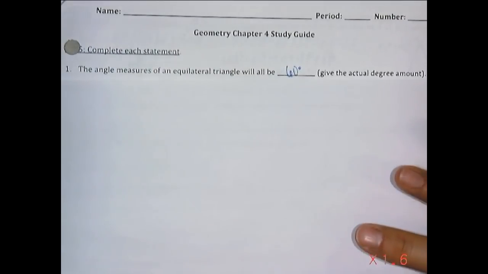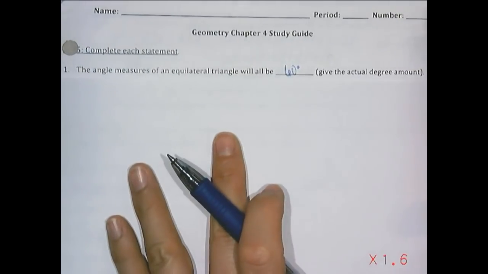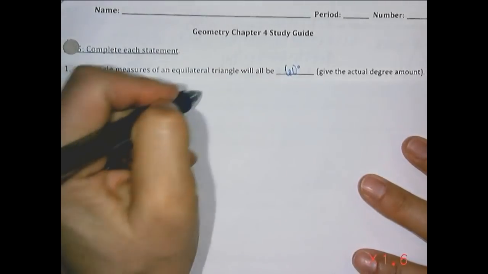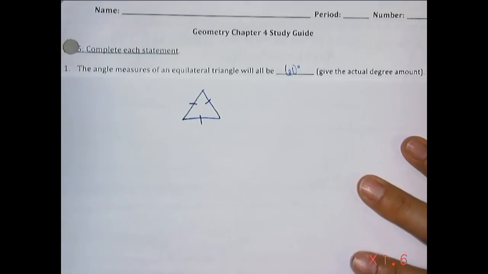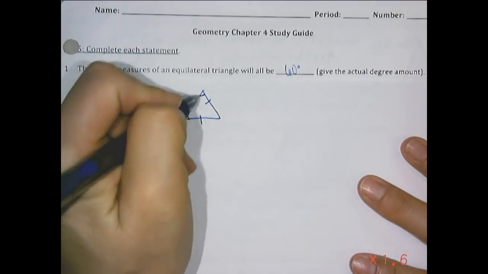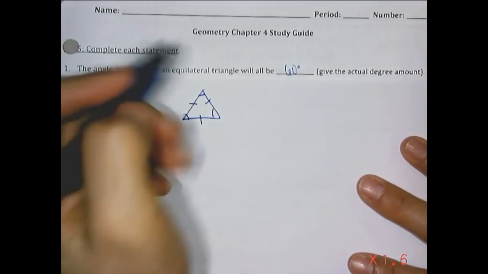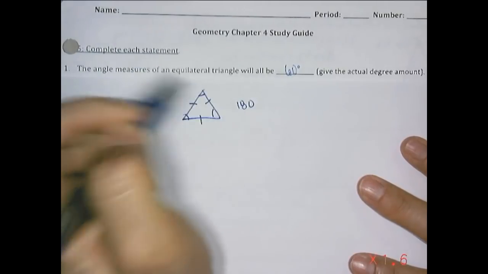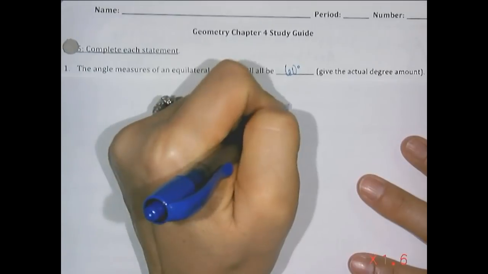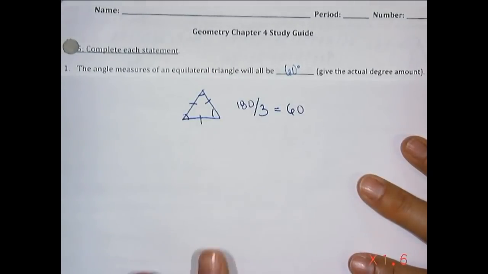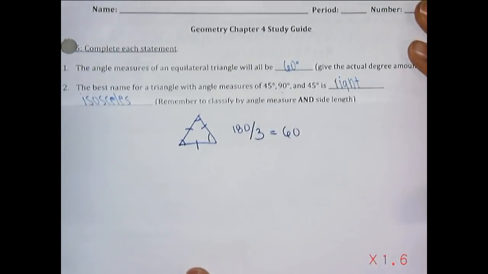Hey guys, so the measure of each angle of an equilateral triangle will always be 60. We need to think about that. It is a triangle where all sides are equal, so of course all angles are going to be equal. We take the total measure of the angles in a triangle, 180, and divide it by 3. That's where we get 60, the actual degree amount.